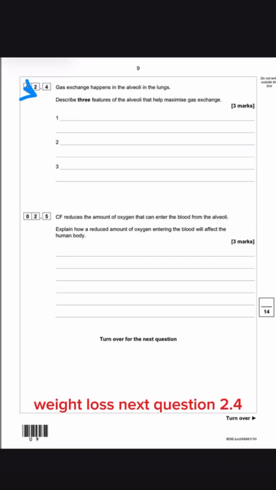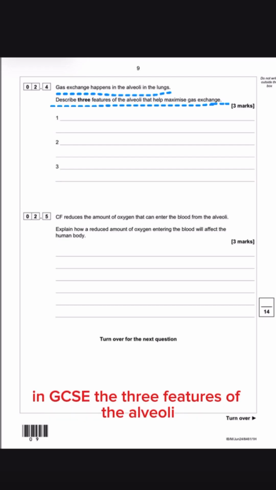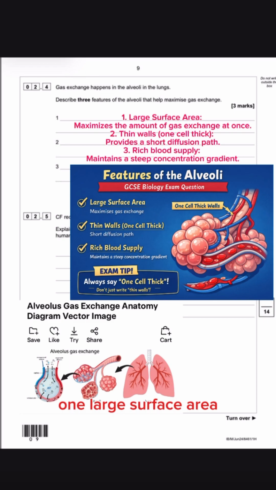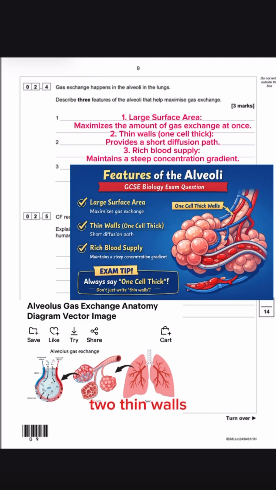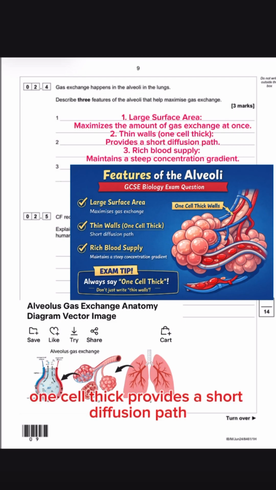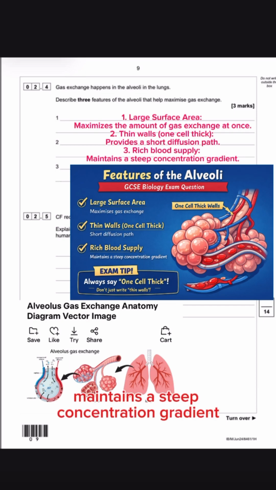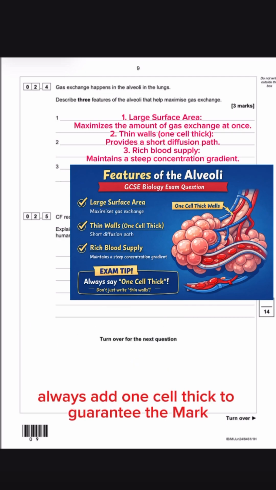Next question is 2.4, which asks you to describe, a very important command word in GCSE. The 3 features of the alveoli. 1. Large surface area, maximizes the amount of gas exchange at once. 2. Thin walls, 1 cell thick, provides a short diffusion path. 3. Rich blood supply, maintains a steep concentration gradient. The exam tip is, never just say thin walls. Always add 1 cell thick to guarantee the mark.